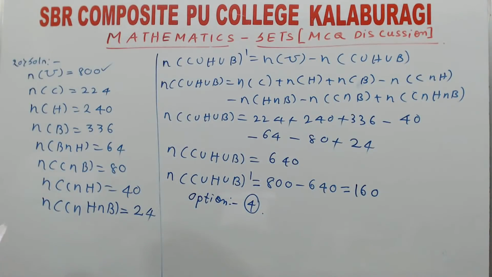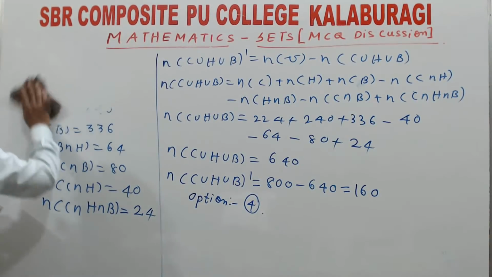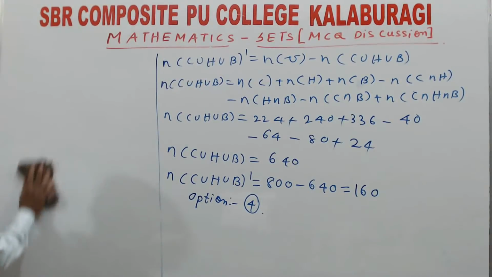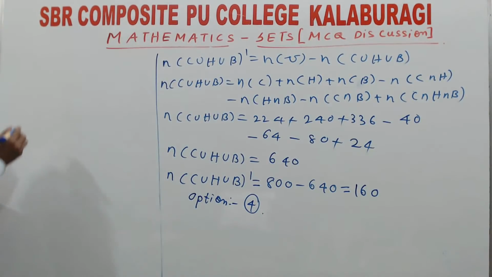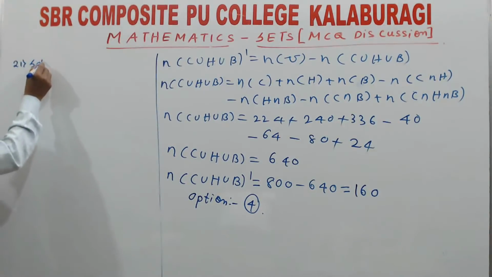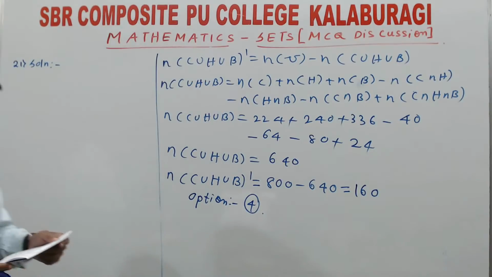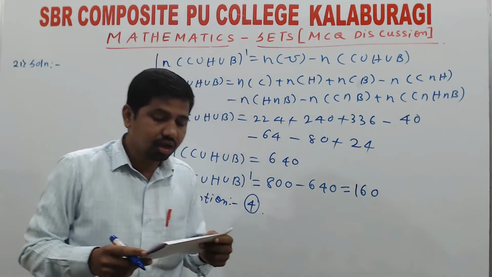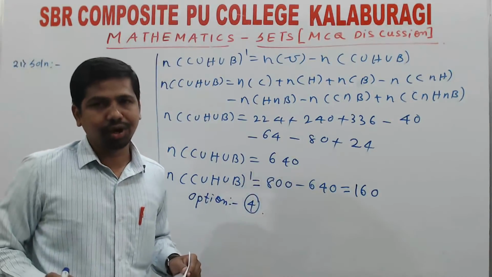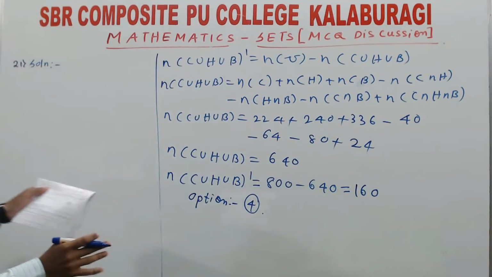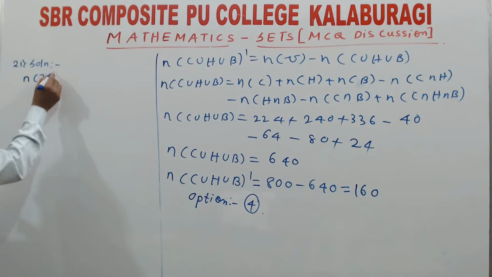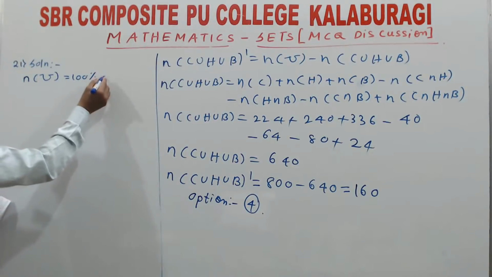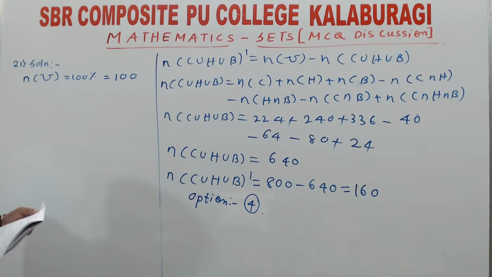Now the 21st question. Let us go for the 21st question. What does 21 say? A survey shows that 63% of the Americans like cheese. Survey means total, all have been included, total is 100%. So n of U, the survey, is 100%. 100% means there are 100 people.